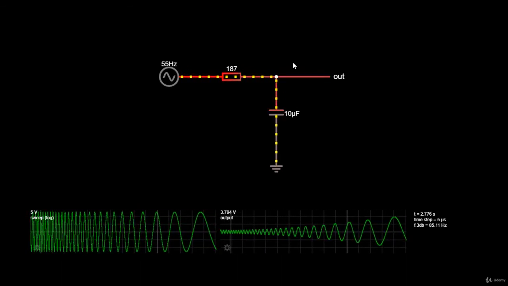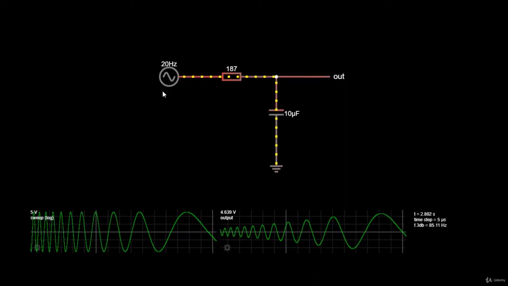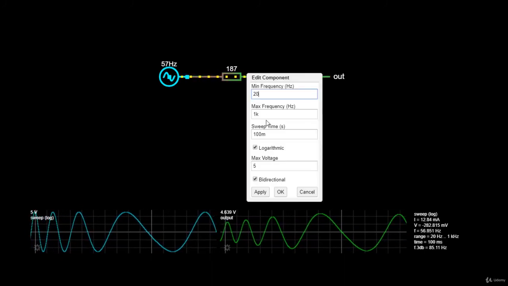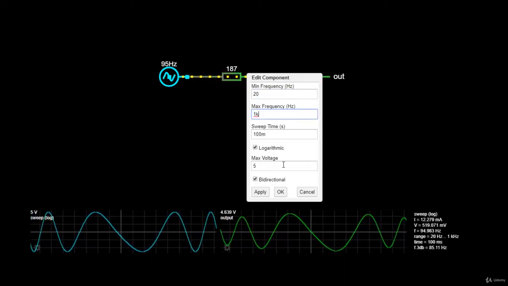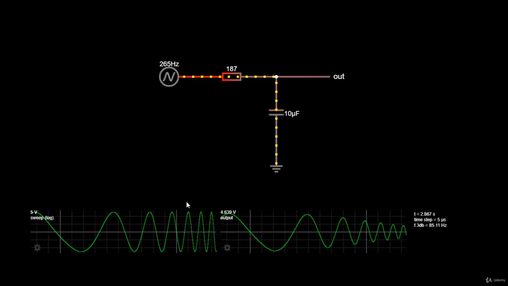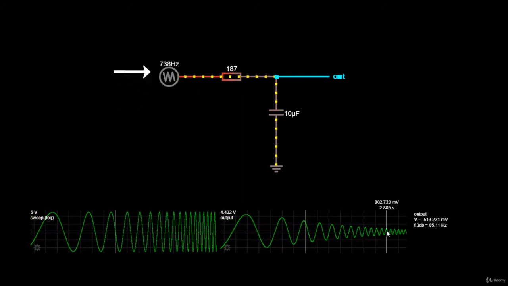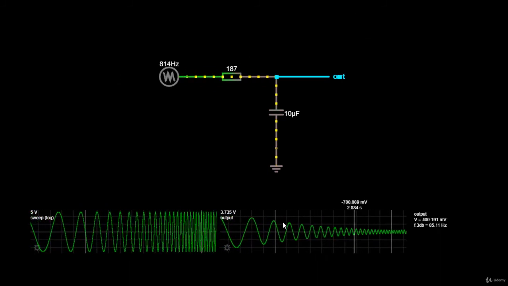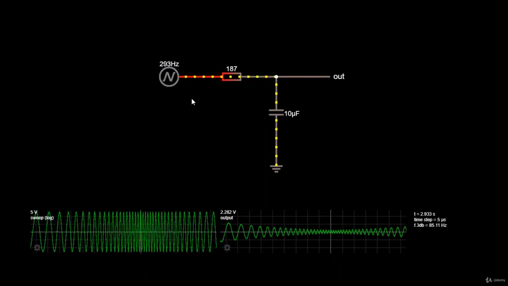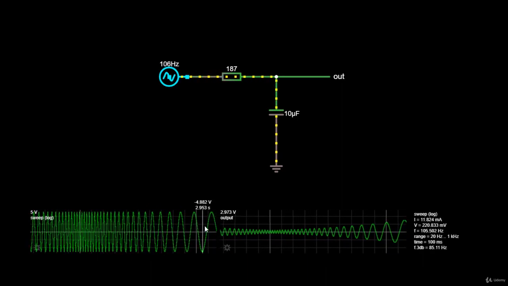Alright, here we are. This is a low-pass filter consisting of a resistor and a capacitor. The input signal is generated from a signal generator, which outputs a sinusoidal signal starting from 20 Hz up to 1 kHz. Since this is a low-pass filter, you can notice that as the input frequency rises, the output signal's amplitude starts to decrease. Low-frequency signals can pass through the circuit without amplitude attenuation.